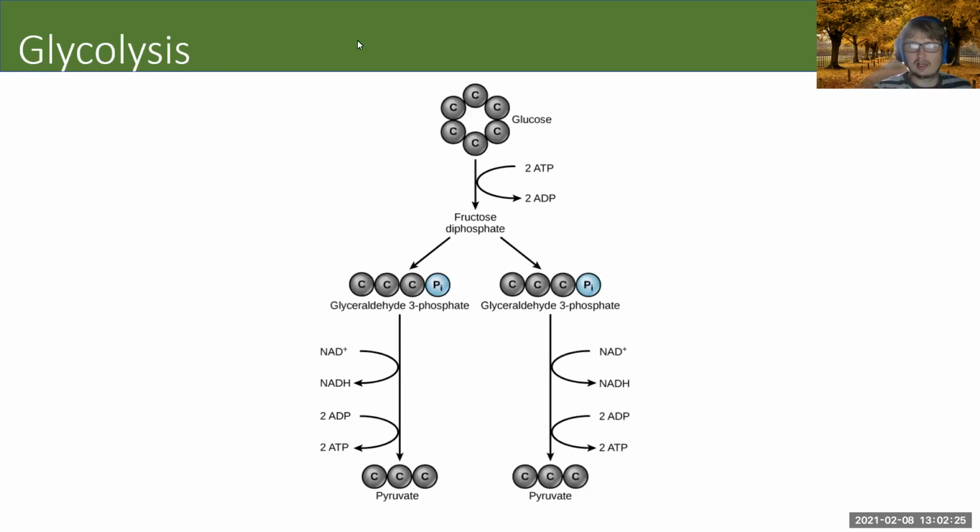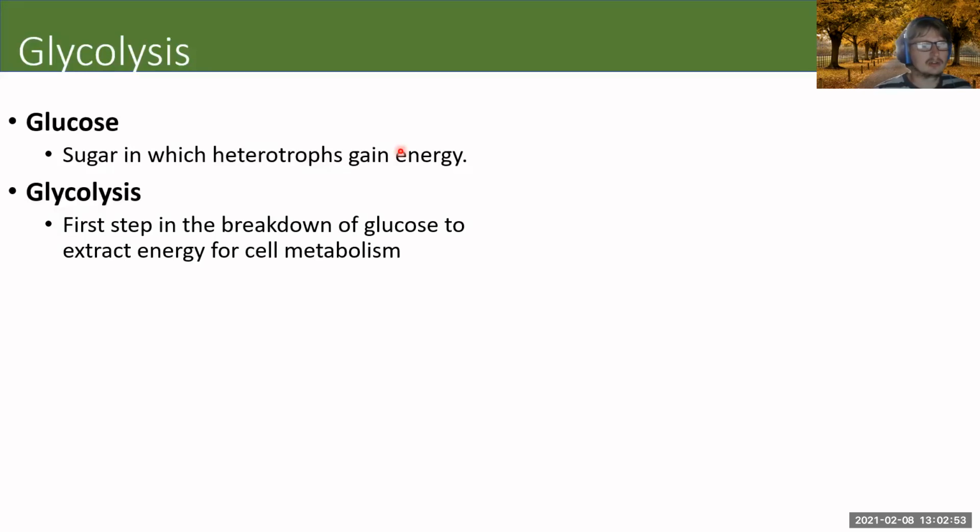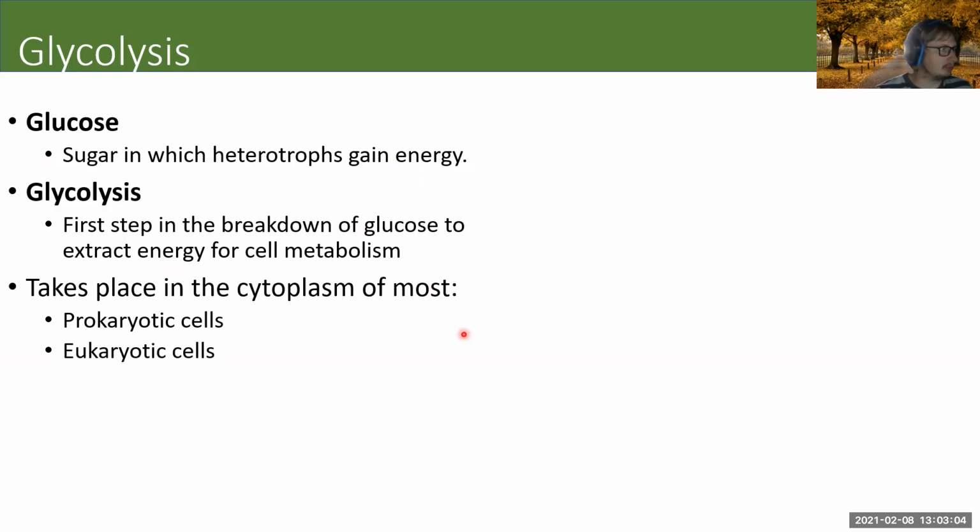Glycolysis is where our cells take a glucose molecule, and a glucose molecule is the sugar in which heterotrophs get our energy, right? So we consume other organic molecules to get these glucose molecules, and then the glucose molecule is converted into ATP through the process of cellular respiration. And glycolysis is that first step in breaking down that glucose molecule for energy used in metabolism.